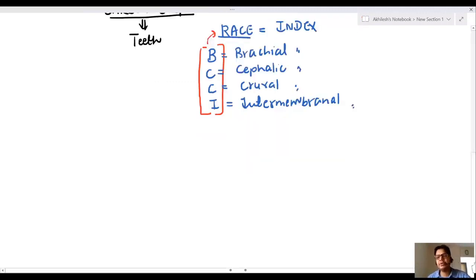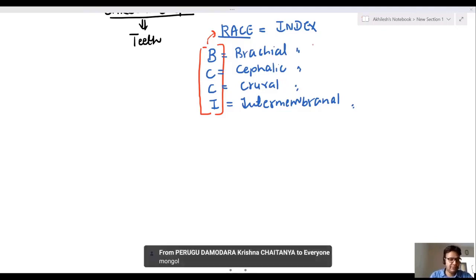Now I'm putting some questions. Write down. First question: shovel-shaped teeth are seen in which race?